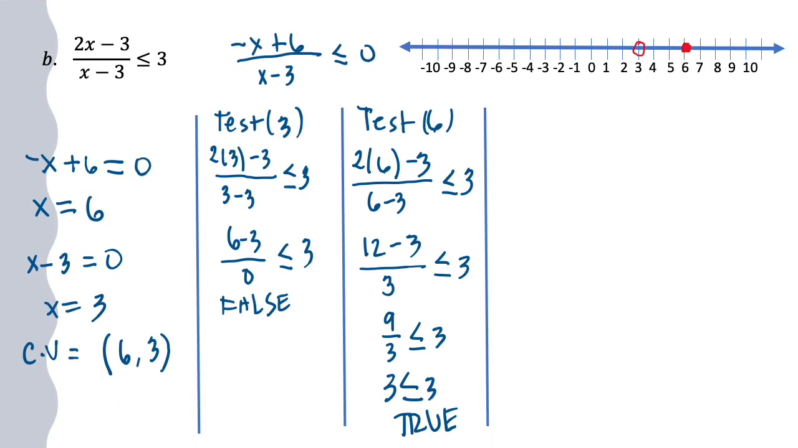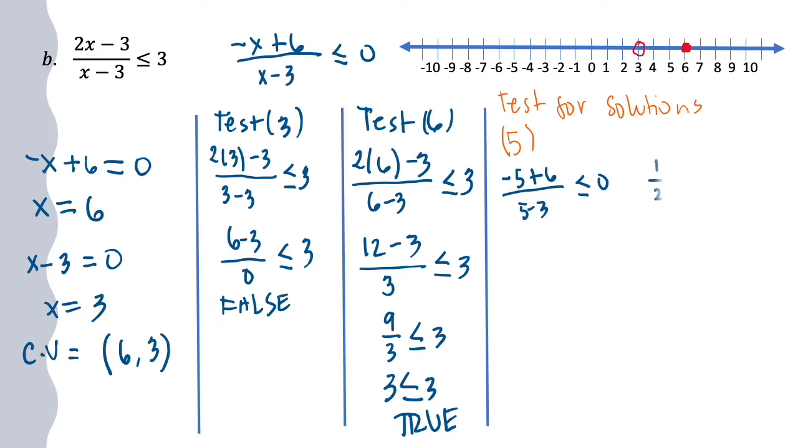Let's proceed. Now, we will test all the intervals to see if we can get solutions as part of our intervals. Let's say, for example, we use the number 5 in between 3 and 6. You can choose any number. This time around, we will use 5. So let's substitute that into our inequality. Negative 5 plus 6 over 5 minus 3 less than or equal to 0. And that will give us 1/2 less than or equal to 0. So 1/2 is not less than or equal to 0. That means any number in between 3 and 6 is not part of our solution.